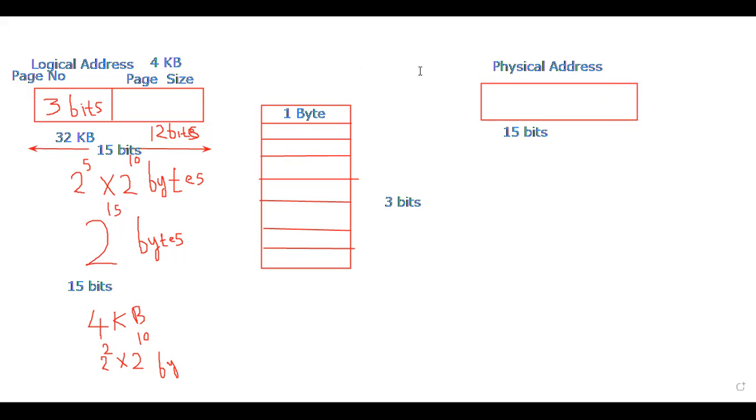Then we know that the page size is equal to the frame size. So here we will have the frame number and the frame size. For the frame size, 12 bits will be allocated, because the page size is equal to the frame size.